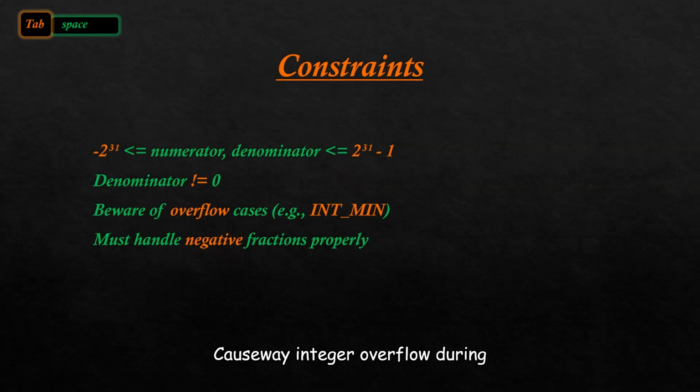They may cause integer overflow during calculations if not handled carefully. They may also carry negative signs which must be managed clearly. And finally, the output string must remain less than 10,000 characters, so efficiency matters even for repeating decimals that go on forever.